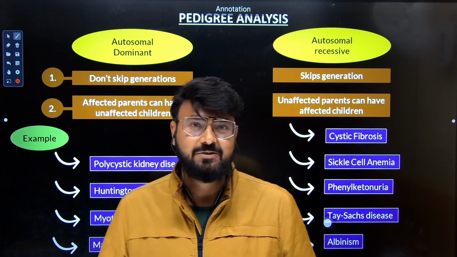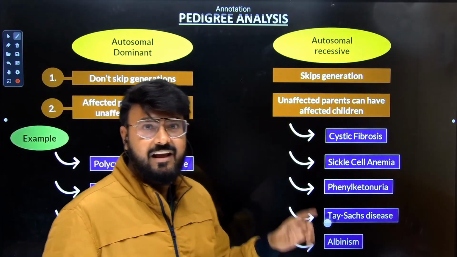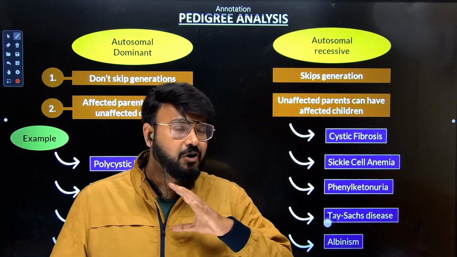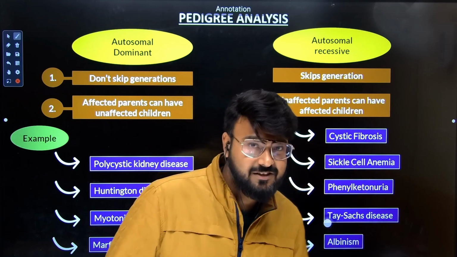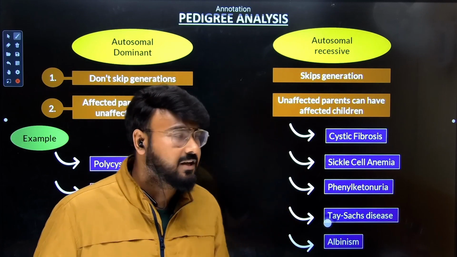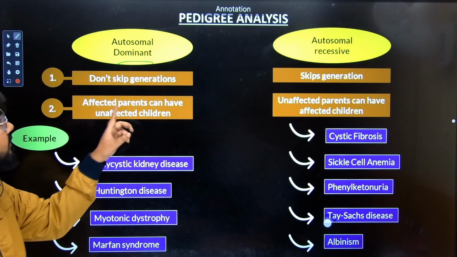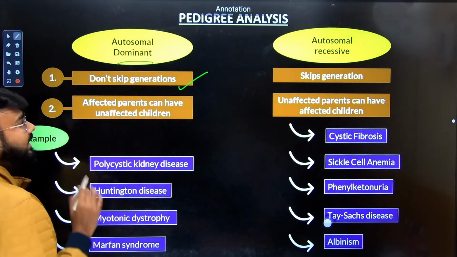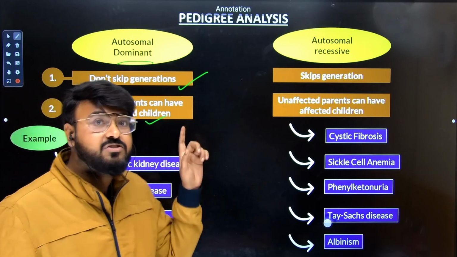To master your board examination, today we will talk about a very important topic, pedigree analysis. And we know in pedigree analysis, as students, we have a lot of confusion between autosomal dominant versus autosomal recessive. So let's have some features which will help you to identify the disease. You can see in autosomal dominant, there will never be a skipping of generation. Second, you will see affected parents can have unaffected children.